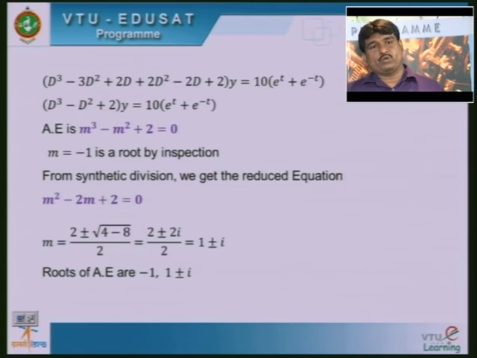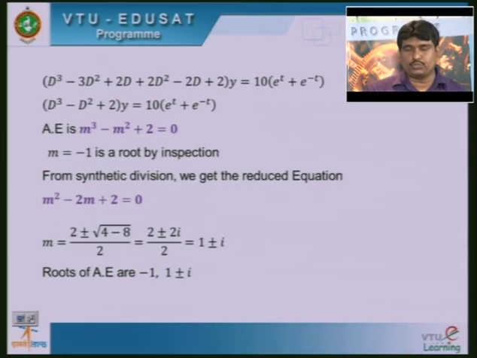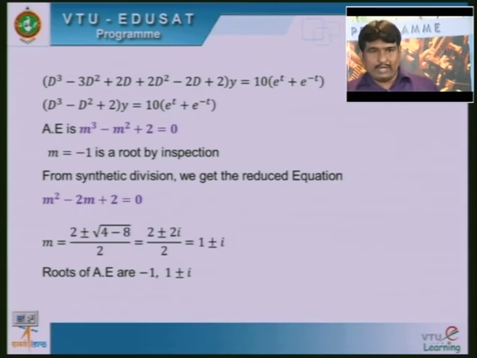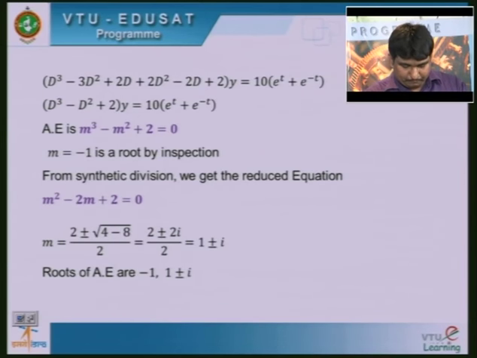The easiest way of solving this is guessing one root by inspection and finding remaining roots using synthetic division. By inspection, you try with 0, plus 1, minus 1, plus 2, minus 2, check whether it satisfies or not. Yes, I am getting a root, it is satisfying that equation. m equals minus 1 is a root. Now, I have to find remaining roots using synthetic division. What is that?